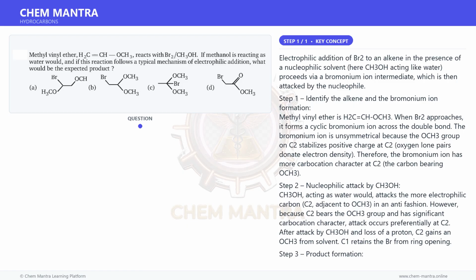A. Shows OCH3 on one carbon and H3CO on another, incorrect connectivity and groups. C. Shows geminal dibromide-like or wrong substitution pattern with 2 OCH3 on C1, incorrect regiochemistry. D. Shows an ester, bromoacetate, would require oxidation, not simple electrophilic addition.